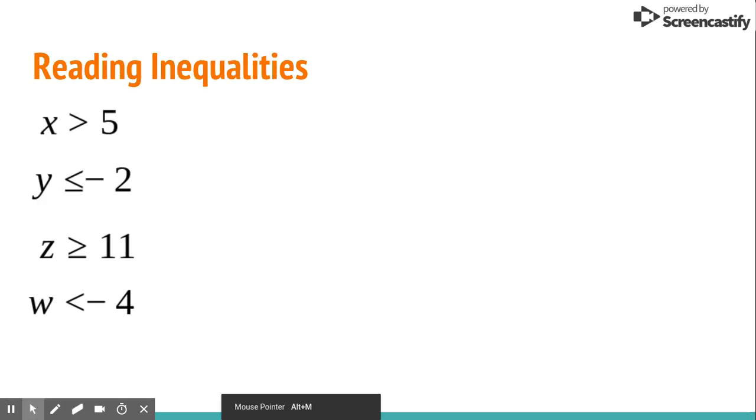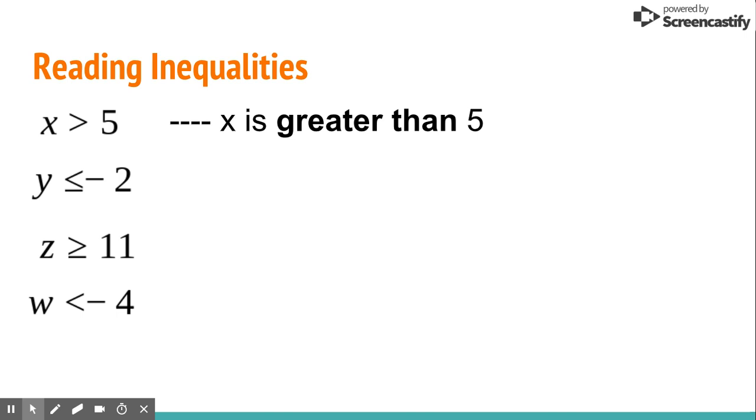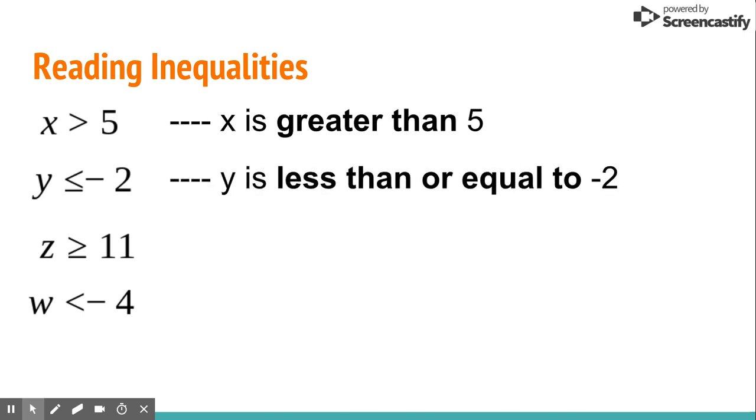Okay, so reading inequalities, this top one, X, and then you have a symbol in 5. And remember the alligator is eating the larger, so that means X is larger than 5, so X is greater than 5. Y looks like the mouth is opening to the -2, so Y is not greater than -2, -2 is greater. So you would read that as Y is less than, and then you have that bar underneath, so Y is less than or equal to -2.